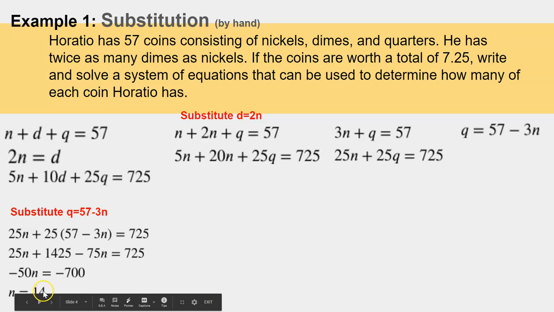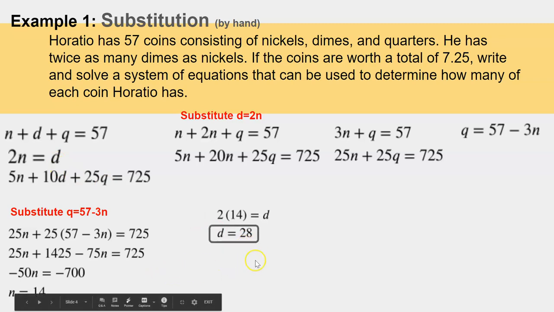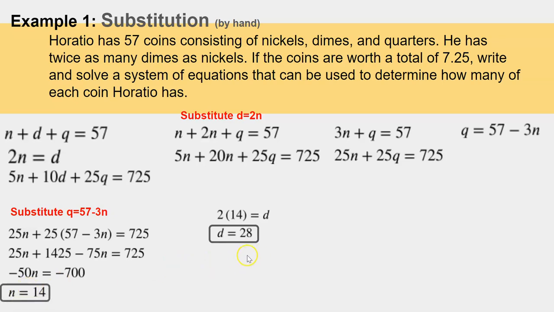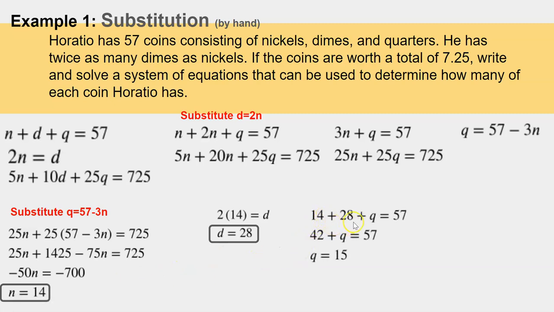So there are 14 nickels. And so now that we know how many nickels there are, since there are 14 nickels, 2 times 14 is 28. There are 28 dimes, right? And since now we know how many nickels, we know how many dimes. Now we can substitute both of these values into the top equation.